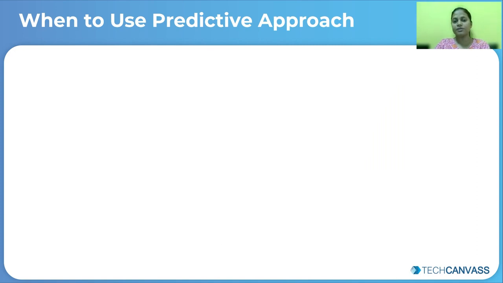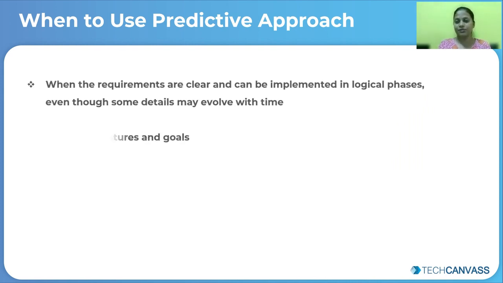Now the question comes: is there any scenario where we should go for a predictive approach? There are still some industries which continue to use the predictive approach. Those could be construction, for example the highways or the buildings which are being built. There you go for a predictive approach.